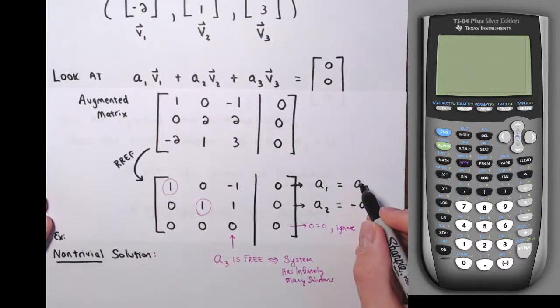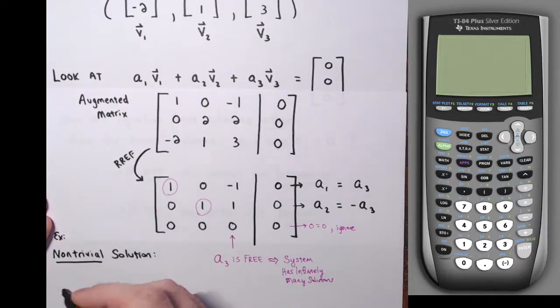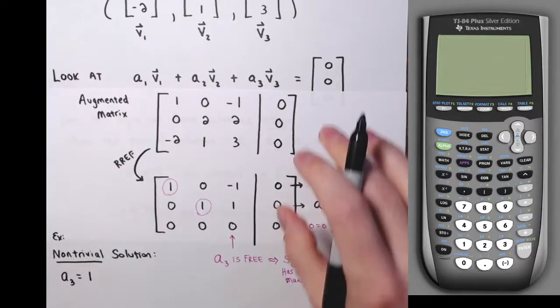I just replace, pick anything I want for A3. So how about 1? I don't know. A3 could be whatever you want. A3 can be 100, 1, 5, pi, square root of 3. Doesn't matter. But let's just have A3 be 1.